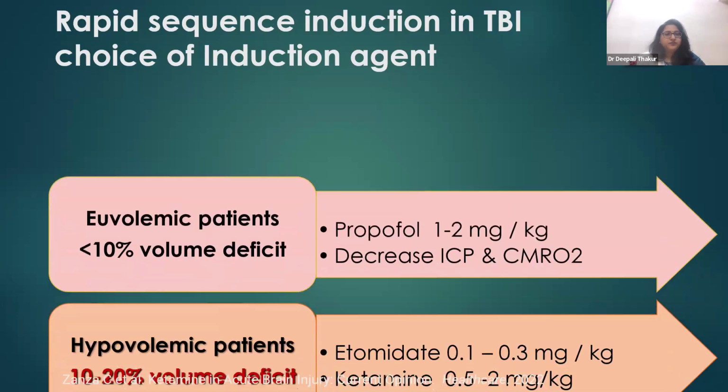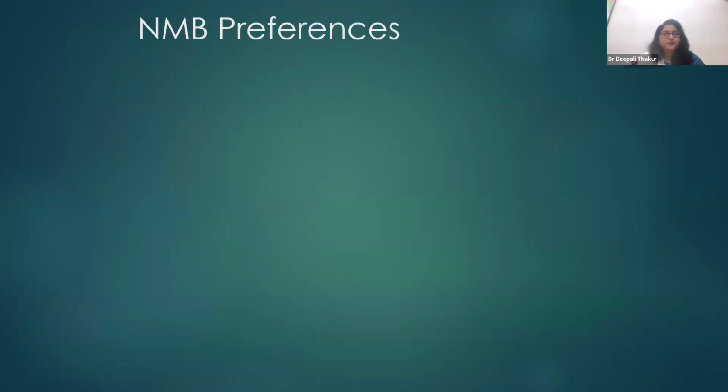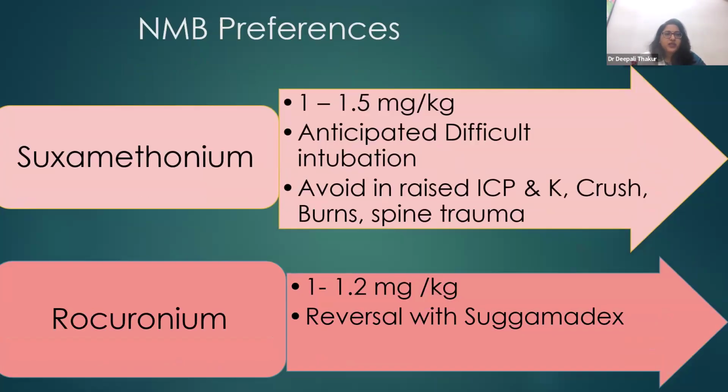Choice of agents. If your patient is euvolemic, you may select propofol, but in hypovolemic patients, majority of the times we are selecting etomidate. There are a few studies being done using ketamine in traumatic brain injuries, without much complications, but it requires further studies. About neuromuscular blocking agents, suxamethonium we are using within the first 24 hours, especially when we are anticipating difficult intubation.